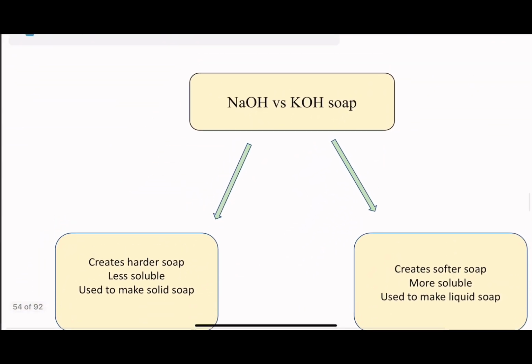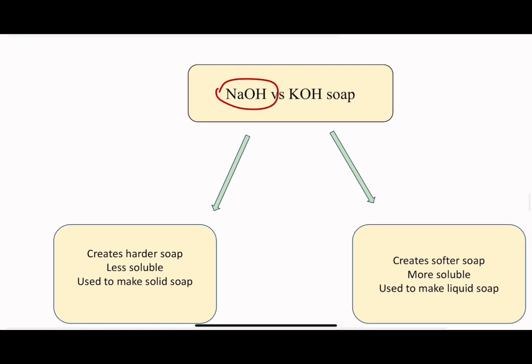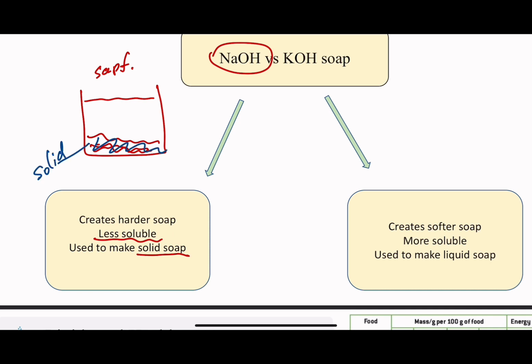So what is the difference between them? We have sodium hydroxide and potassium hydroxide. Sodium hydroxide is the one where we get our solid soap. They create harder soaps, and they are less soluble. When you do the saponification process, you will see a precipitate at the bottom. That precipitate is your solid at the bottom because of the density. The reason is they are less soluble, so they go to the bottom.